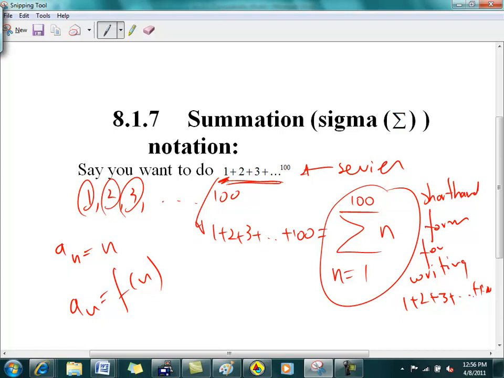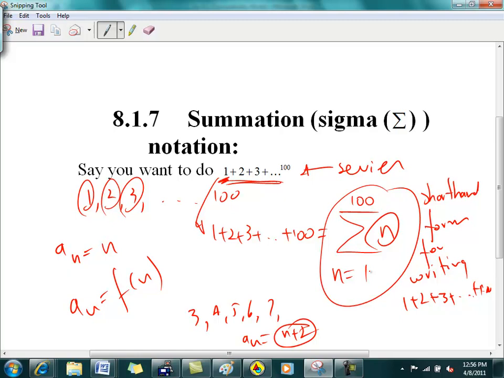So if you had the starting point of 3, then the sequence would be different, right? If you're starting out at 3, and you're going 3, 4, 5, 6, 7, and so on, what's the sequence for this? Isn't it just n plus 2? Yeah, so instead of this n, it would be n plus 2. N would still start at 1.